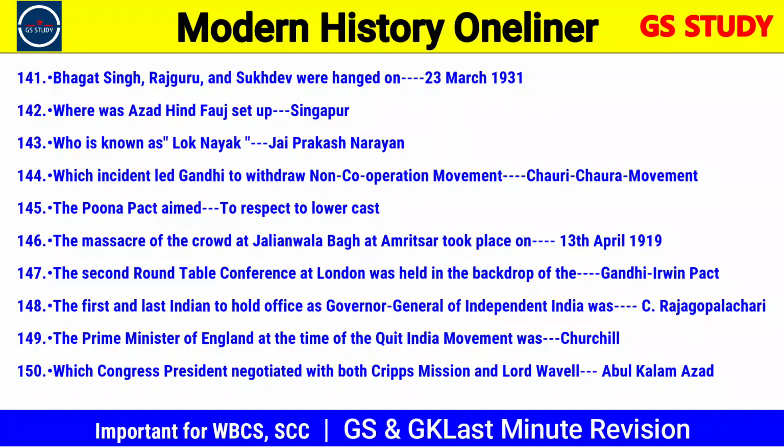147. The second Round Table Conference at London was held in the backdrop of the Gandhi-Irwin Pact. 148. The first and last Indian to hold office as Governor General of independent India was C. Rajagopalachari. 149. The Prime Minister of England at the time of the Quit India movement was Churchill. 150. Which Congress President negotiated with both Cripps Mission and Lord Wavell? Abul Kalam Azad.